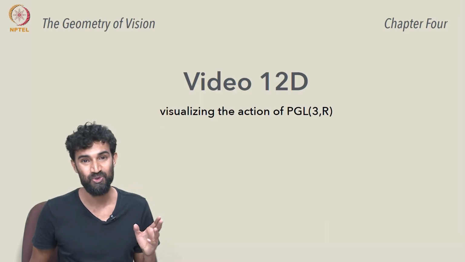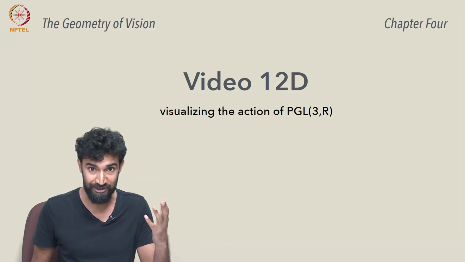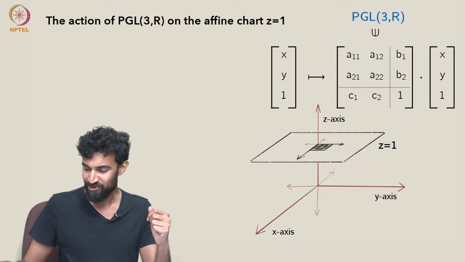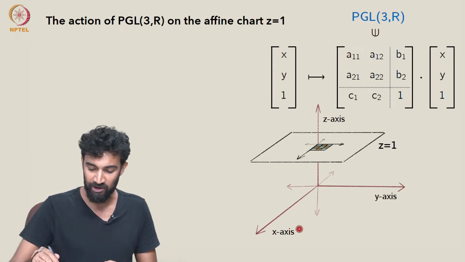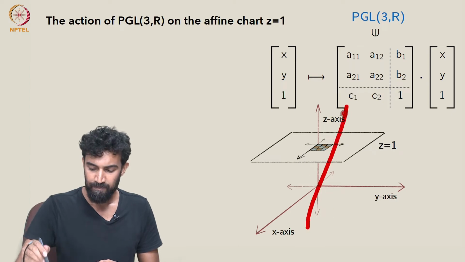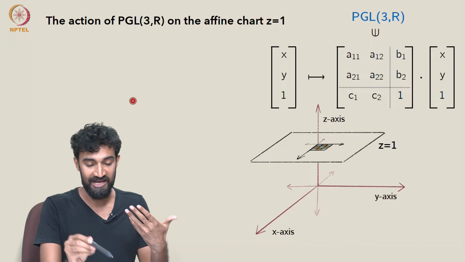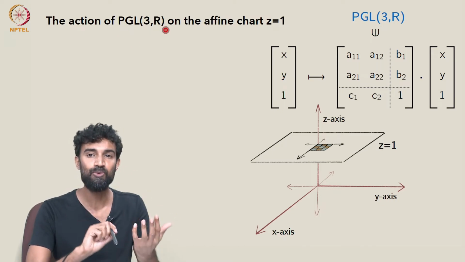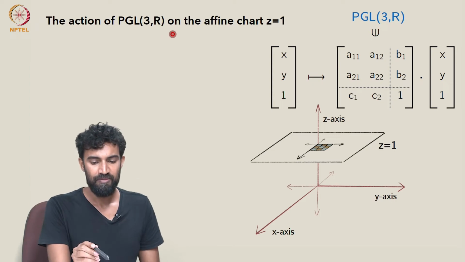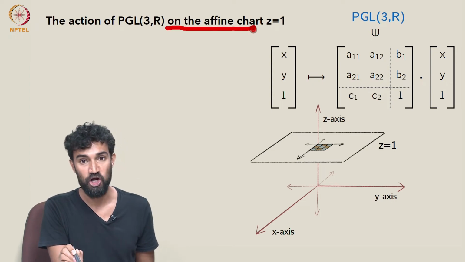So let's visualize the action of PGL3R on RP2. So remember, RP2 is the set of lines through the origin in R3. And we want to know the action of PGL3R on those lines. PGL3R takes lines through the origin to lines through the origin. So it will act on RP2. But it's a little hard to visualize all that, so we're going to use this affine chart.